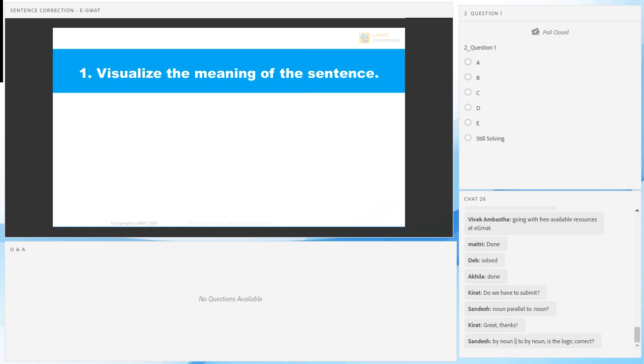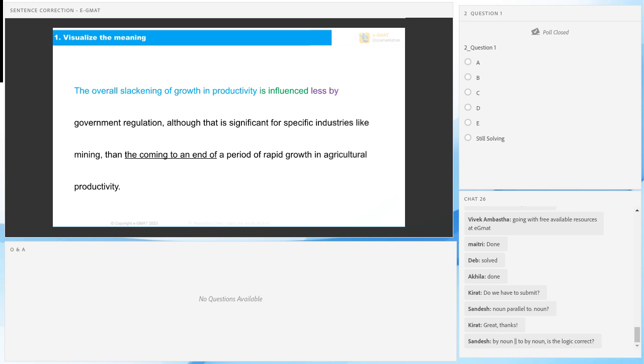What do we mean by visualize the meaning of the sentence? So here is the sentence in front of you. Observe the blue, green, and purple parts. You have to read the sentence part by part, and you have to assimilate the meaning of each part as you're reading it. The overall slackening of growth in productivity. What does that mean? That the productivity is going down. Now, visualizing, that's what I want you to visualize.